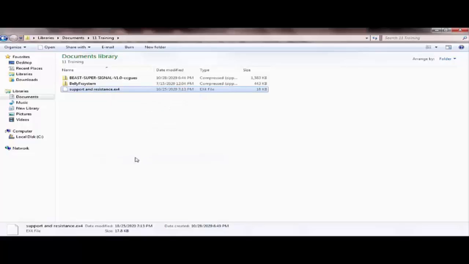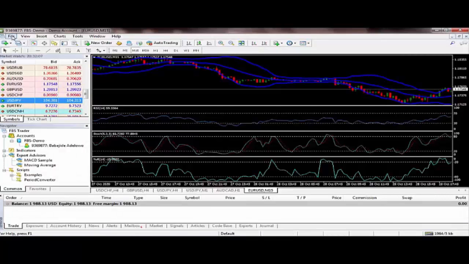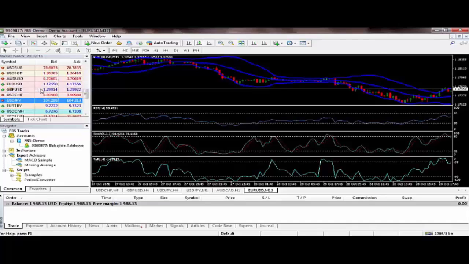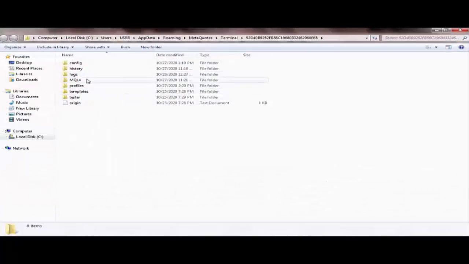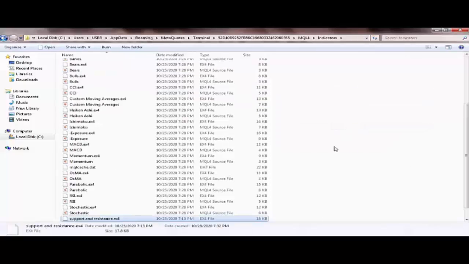You can copy it and now go to the broker. You move down to file. This is very important, we need to take note of it. Go to file, you go to open data folder, then you go to MQL4, then you go to the indicator folder, and you paste it, right click and paste. So you find it here. You have now pasted your custom indicator into the indicator folder.